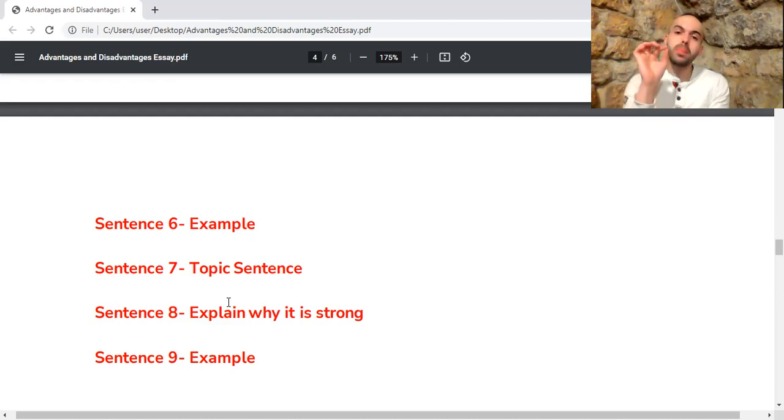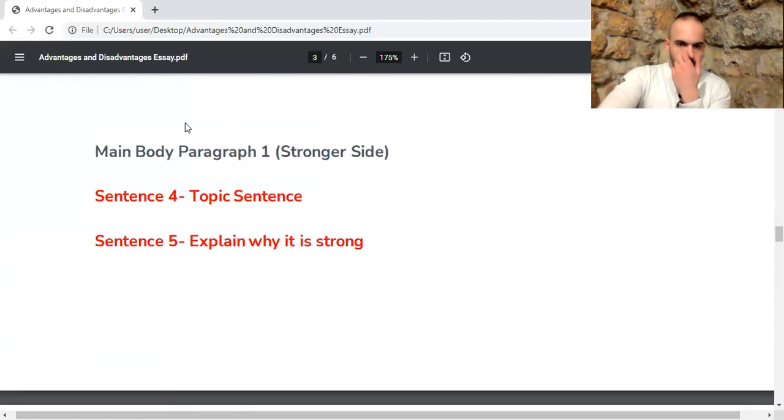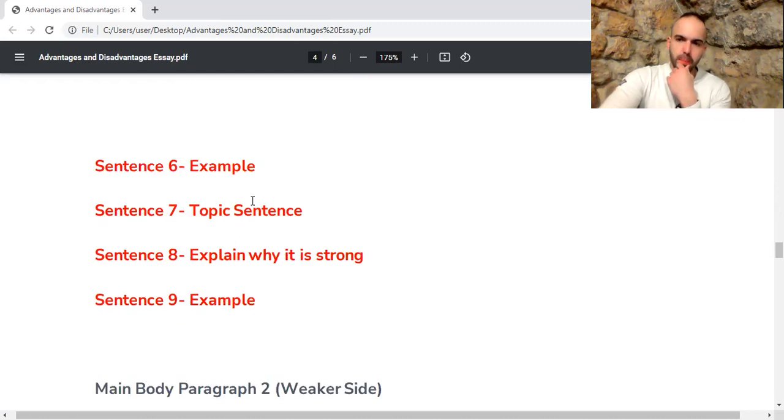Just try to use them specifically. Select a very specific advantage and a very specific disadvantage. Once you select a specific or a very strong advantage or disadvantage, trust me, you don't have to write another one. That's it. It's quite sufficient. It's quite adequate. So as you can see, a topic sentence, and then you have to explain why this is strong, and then you have to give an example.